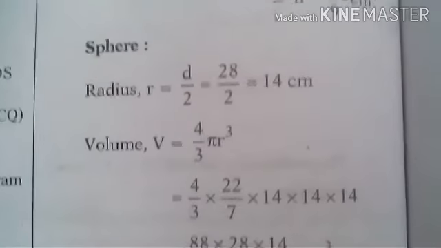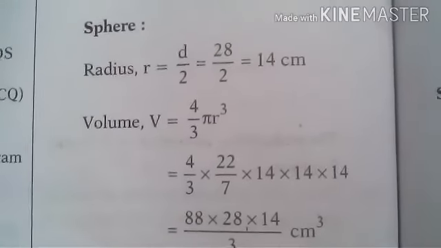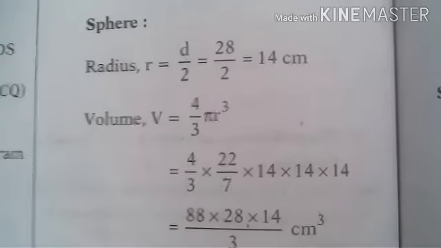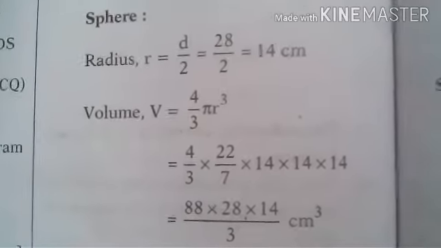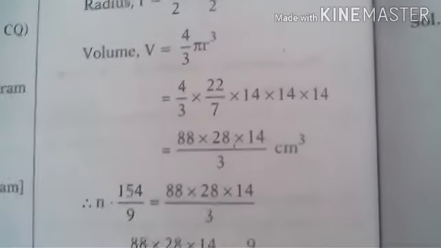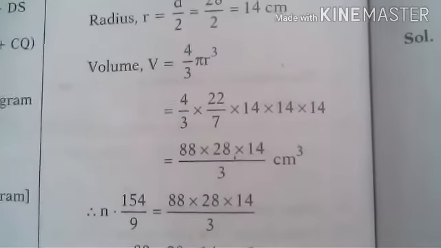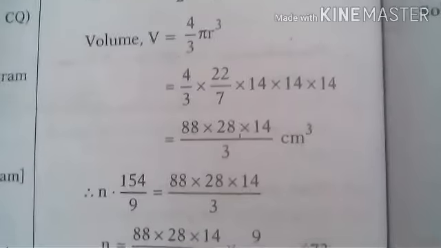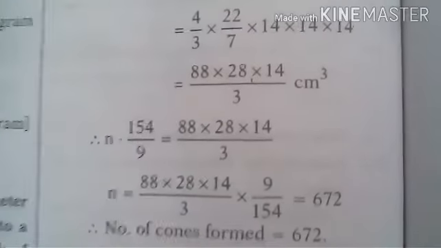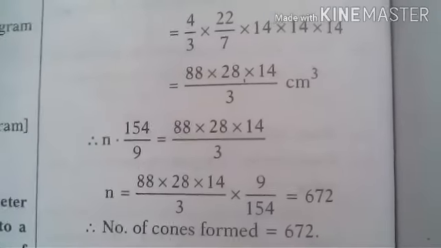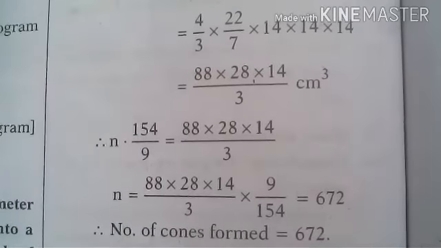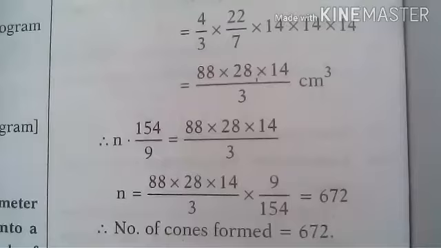Calculating volume of sphere. D is equal to 28 centimeters. R is equal to 14 centimeters. Volume of sphere is equal to 4 by 3 pi r cube. So after calculating, we will get, so n is equal to 672.